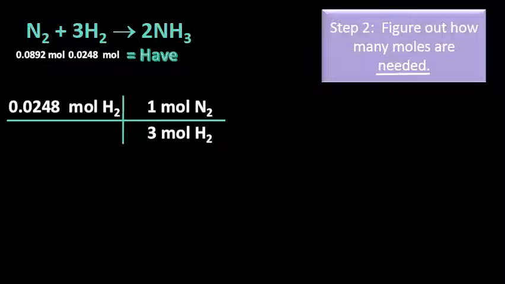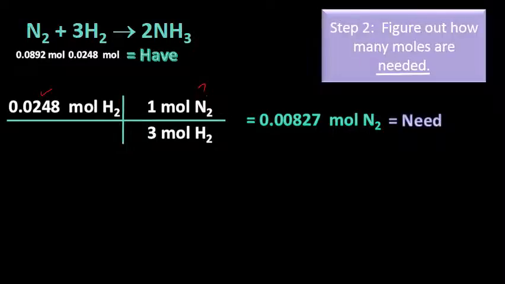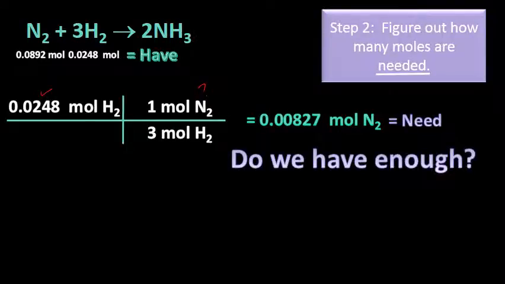And what this problem is saying is if I use up all of the hydrogen, all 0.0248 moles of the hydrogen, I want this one to be all gone. How much nitrogen do I need to make all of the hydrogen go away? Well, it turns out I need that much nitrogen. So the big question is, do I have enough? And it's a really good idea to write need and have next to these. It helps keep it square what's going on. Do I have enough nitrogen?